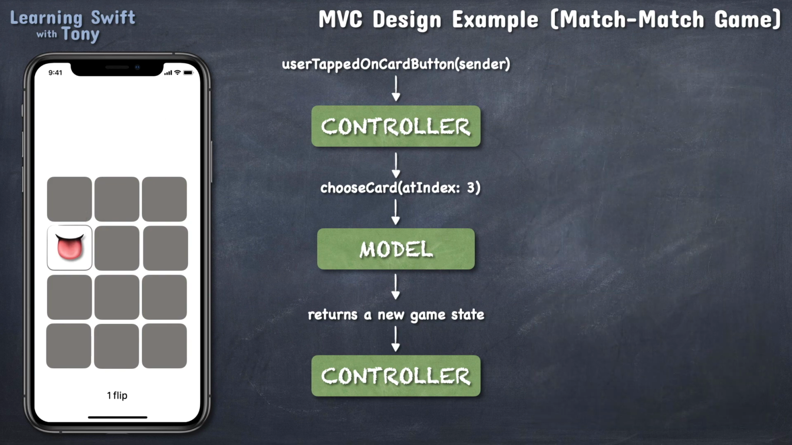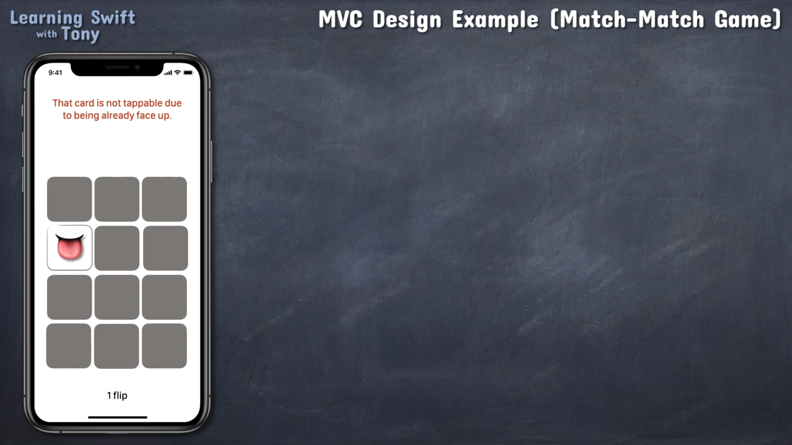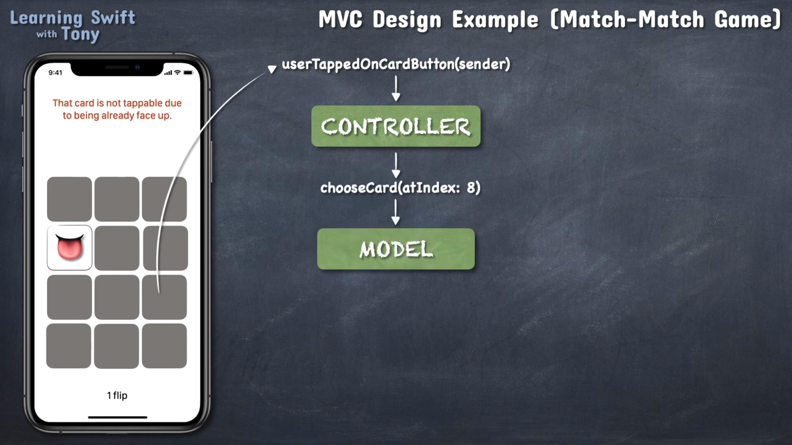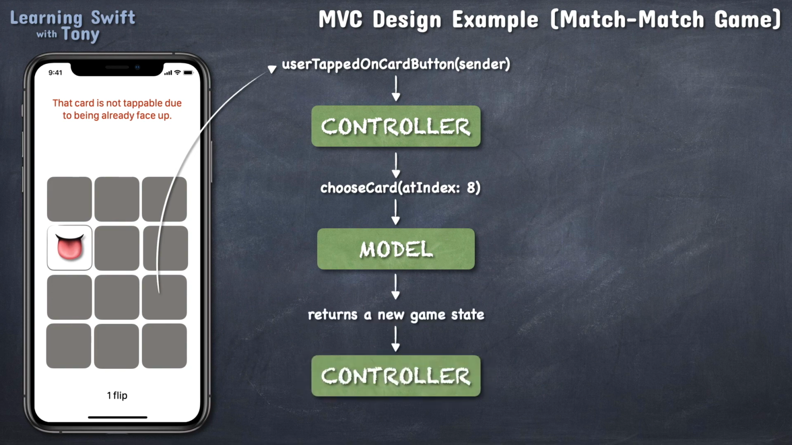The controller will interpret the new game state received from the model, and will tell the view to leave each of the card buttons the same, but this time display an error message. If the user taps another button now, the one on the third row, last column, the view informs the controller of the tap gesture as usual. The controller determines this new tapped button is at index 8 this time and sends the message to choose card at index 8 to the model. The model takes that information and returns a new game state back to the controller.